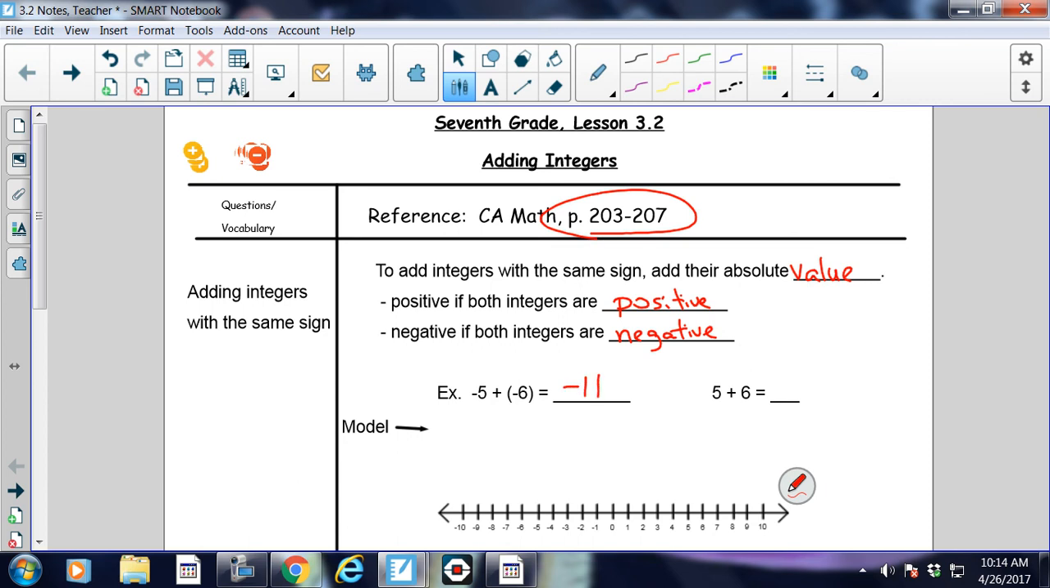Football field. First play, you lose 5 yards. They give you the ball again, you lose 6 yards. Altogether, you've lost 11 yards. Temperature or a number line, right? So let's actually do this one on the number line.